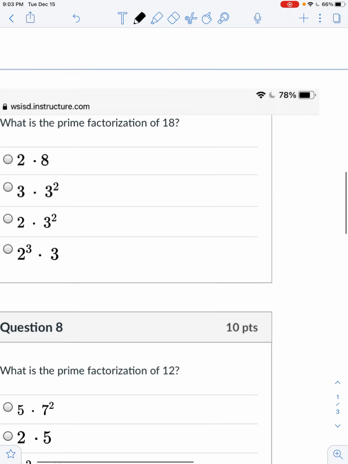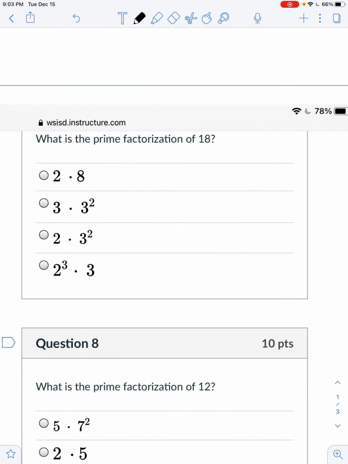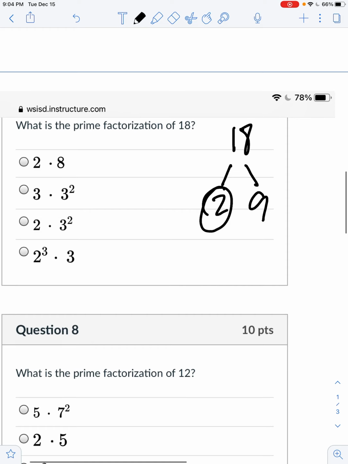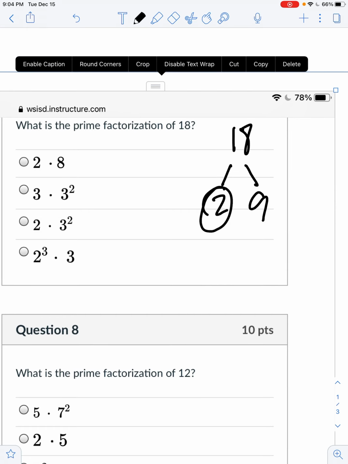For number 6, it says, what is the prime factorization of 18? You're going to start off with writing 18. Okay, you're going to think to yourself, what times what gives you 18? I'm going to go with 2 times 9. And then you're going to keep your tree going. I know 2 is prime, so I'm going to go ahead and circle that, but you can keep going with your 9. And then once you're finished with that, find the correct answer and click on it.